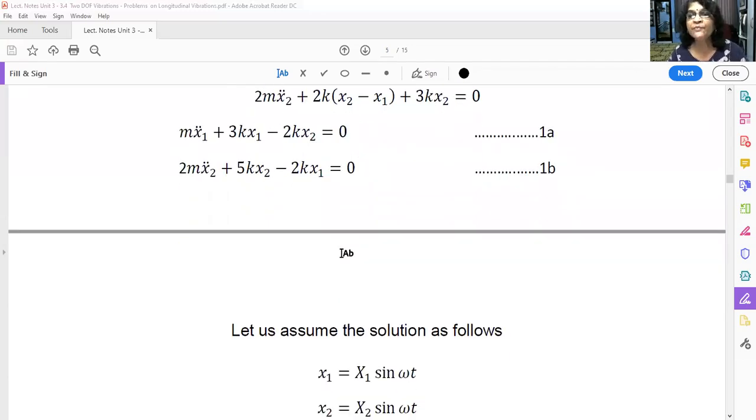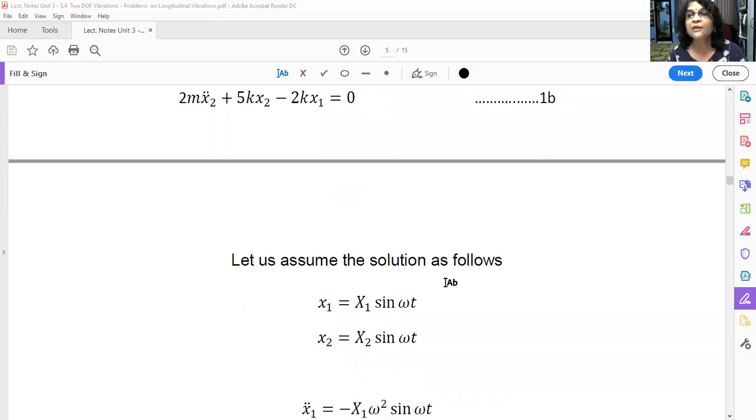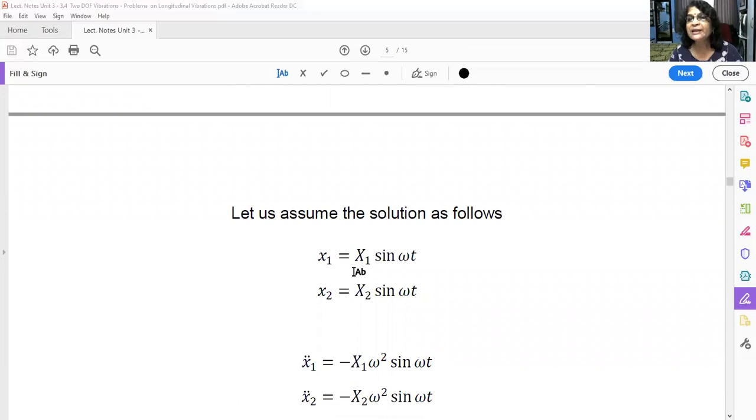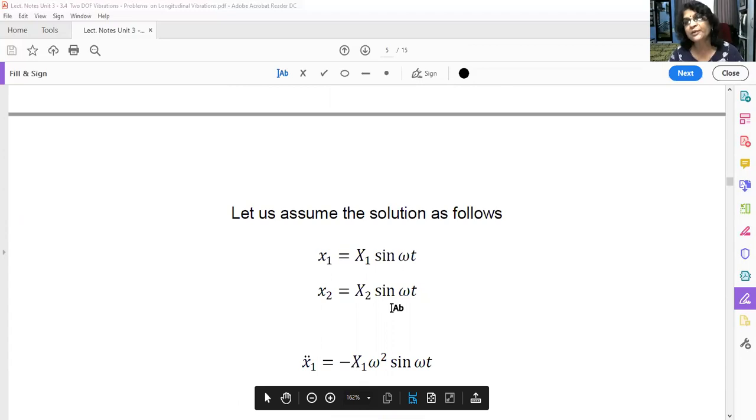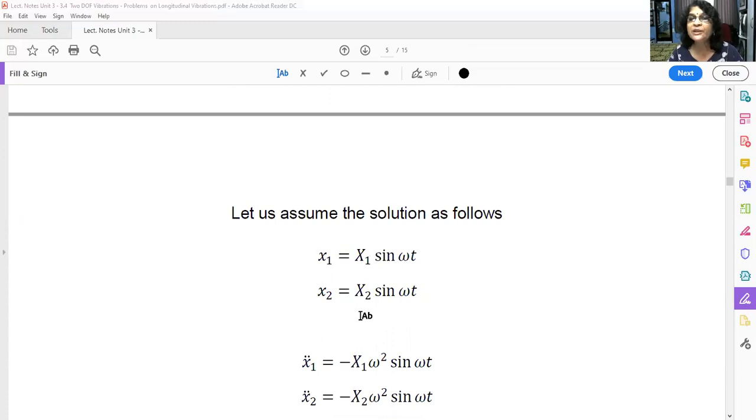What is the next step now? We have to assume the solution. For every problem, this is the same solution you have to assume for longitudinal vibration. The solutions are small x1 is equal to capital X1 sin omega t, small x2 is equal to capital X2 sin omega t. What do capital X1 and capital X2 represent? These represent the amplitude of vibrations of mass m1 and mass m2. And what are small x1 and small x2? These are the general variable parameters, the displacement of mass m1 and mass m2 at any time t.